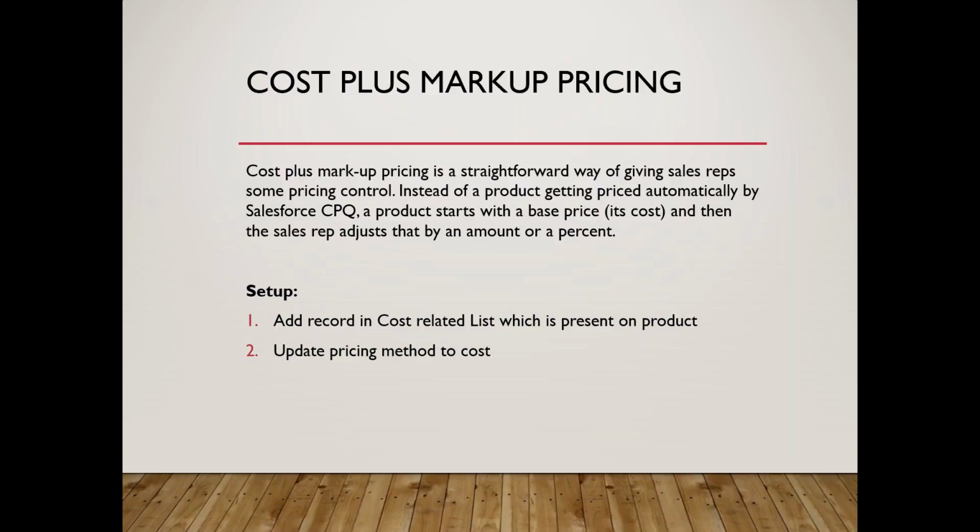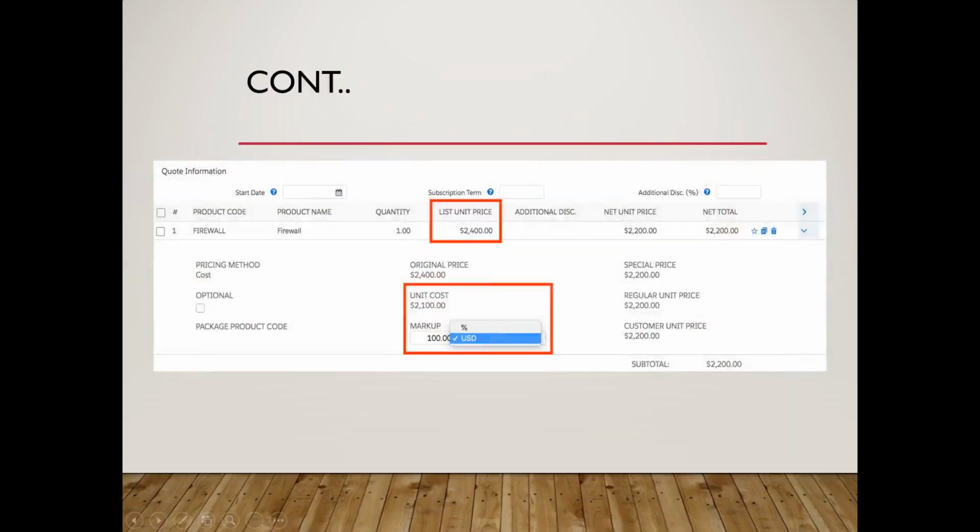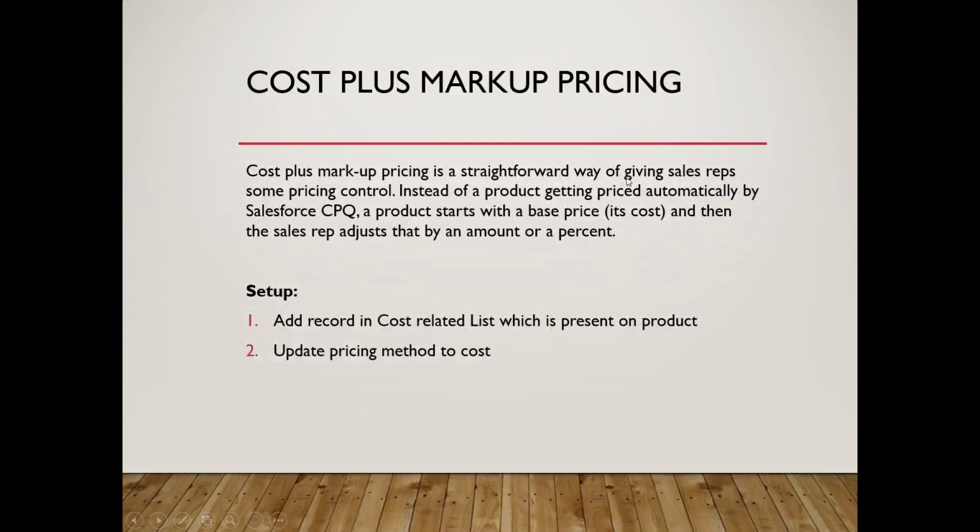It's straightforward actually. It's manual. Most of the time they are manually entering the price, right? So it will automatically add. You are giving more control to your sales rep. That's the only statement. It's a straightforward way of giving the sales rep some pricing control. You are starting with some price and then giving control. So that is cost plus markup.